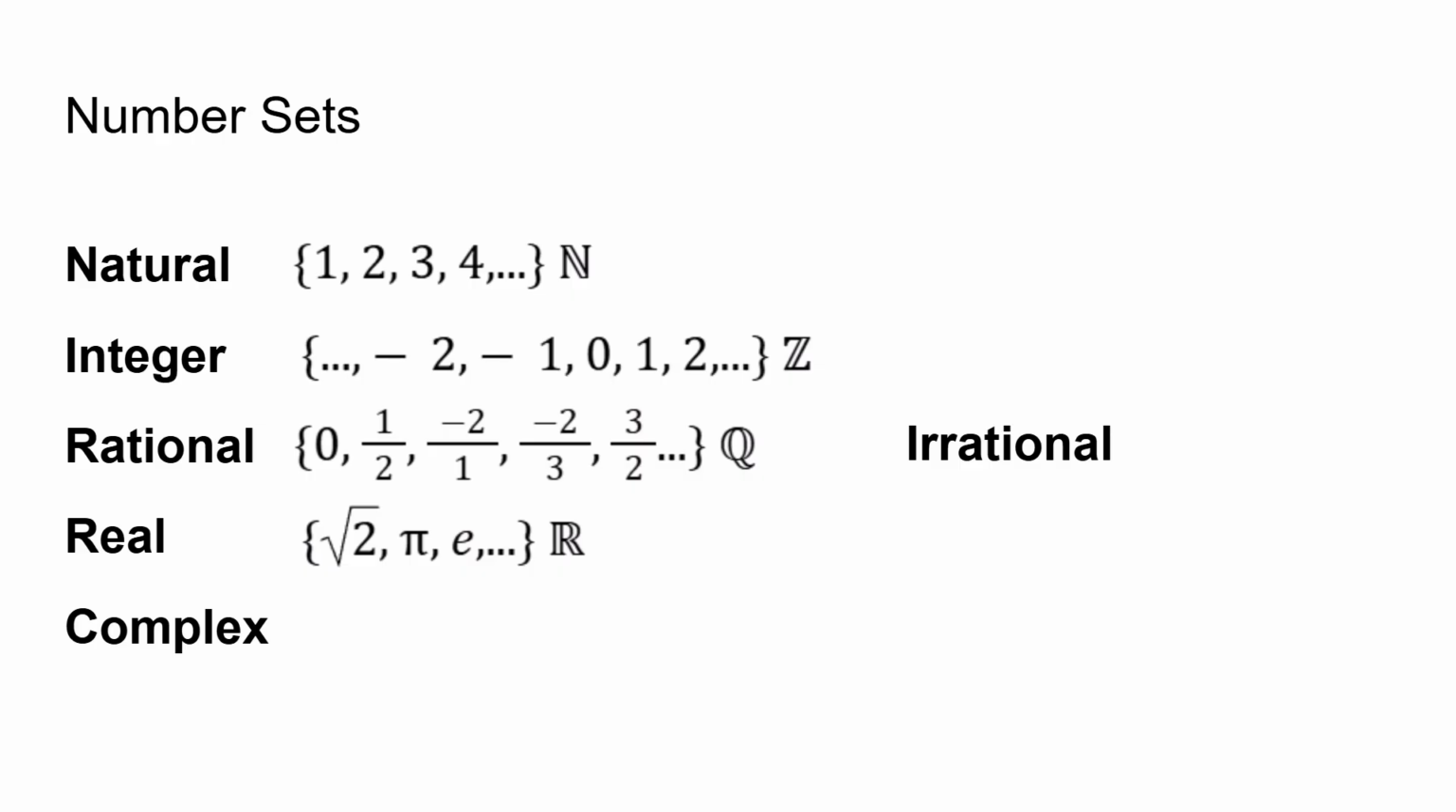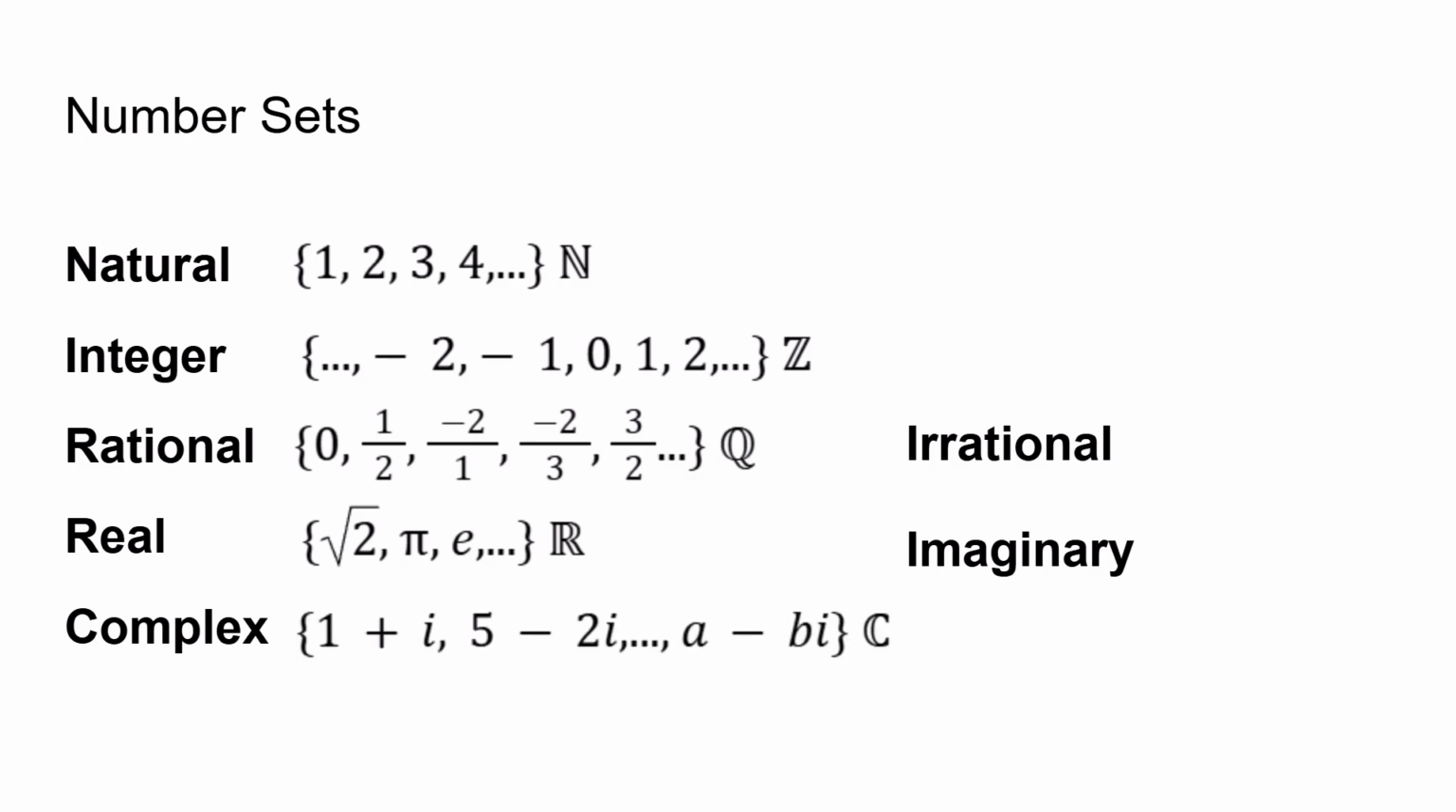And as we saw, real numbers aren't all the numbers. There's also imaginary numbers. And finally, if a number is both real and imaginary, it isn't a real or imaginary number. Instead, it is a complex number. So 1 plus i, 5 minus 2i, a minus bi. And these don't have to be integers. These can be any real numbers. And this is denoted with this C. And this is denoted with this R symbol.